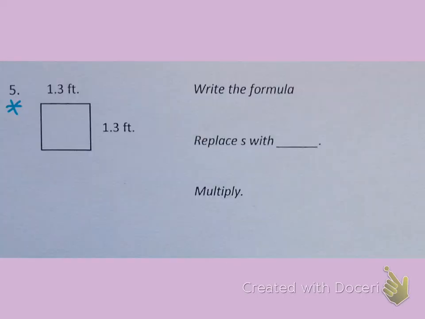Now this one, again, I'm going to get you started and then I'm going to ask you to finish on your own. So let's look at this square. I see that each side is 1.3 feet long, and we need to find the area of this square. So our first step, always and forever, is to write the formula first. Our formula to find the area of a square is area equals side squared.